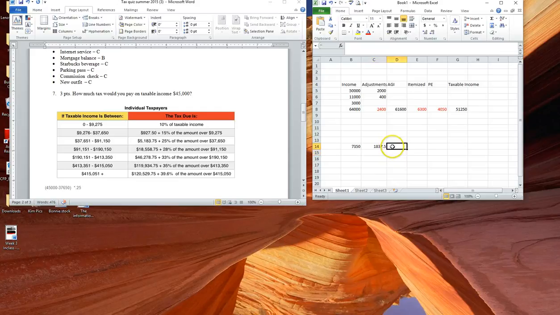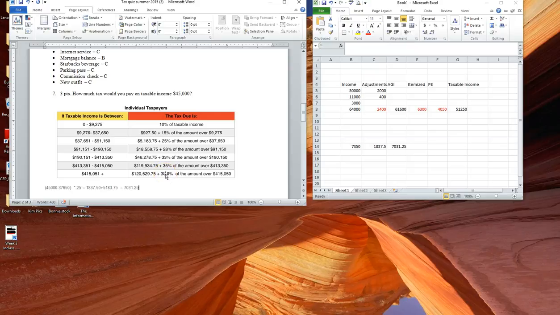And lastly, I'm going to add 1837.50, and then I'm going to simply add this first number, 5183.75. So this equals 1837.50. I'm going to add 5183.75. And there's my answer, which equals $7,031.25.